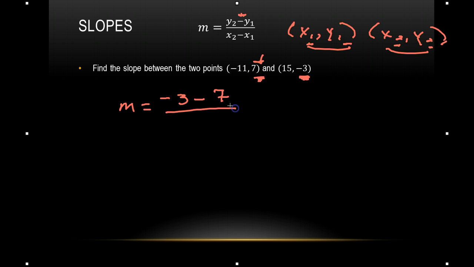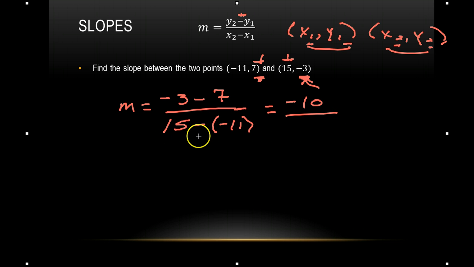Now here's the key. Because I started with the -3 on top, I must start with its partner, the 15 on the bottom. 15 minus, and what am I subtracting? I'm subtracting a -11. I need to put that negative in there separate from the subtraction sign. And now we simplify. If I have -$3 and I'm taking away $7, I'm more in the hole. I'm now $10 in the hole.